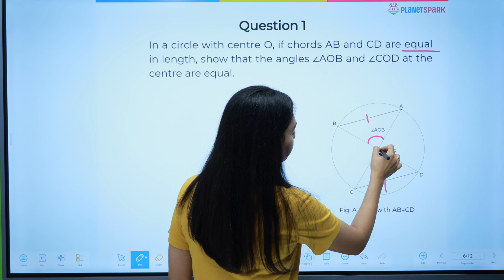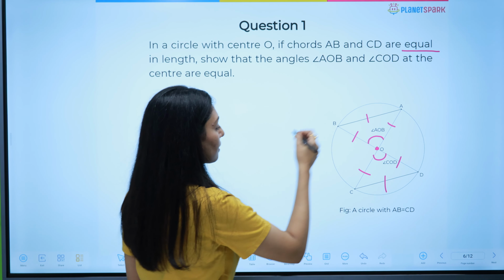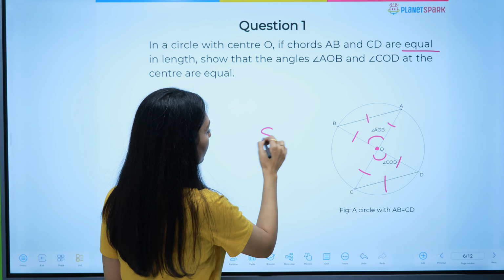O center hai, OA radius, OB radius, OC radius, OD radius. So by SSS congruency, the triangles are congruent. By CPCT, the angles are equal, right? So you can just write the same proof there. Okay, next question, everybody.